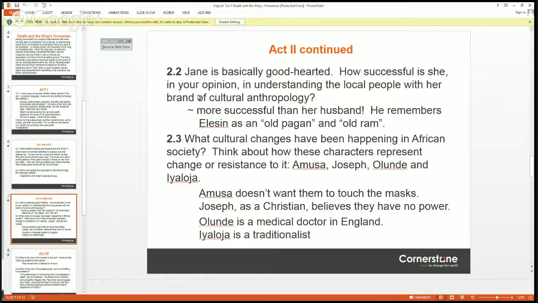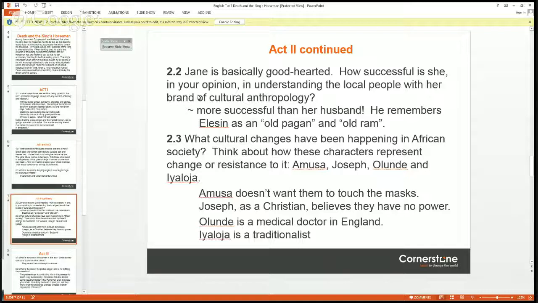Now, the next question. What cultural changes have been happening in African society? Think about how these characters represent change or resistance to it. And at this point, I'm just giving you a very brief thought about each one. You must add to them. Amusa, he doesn't want them to touch the masks because he is totally traditional. Even though he serves the British Empire as a policeman, he's traditional, his religion is traditional, and he represents African society, only changing insofar as they're willing to earn a living by getting a salary from the British.